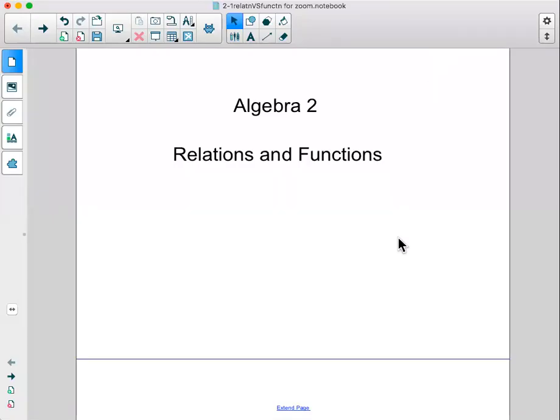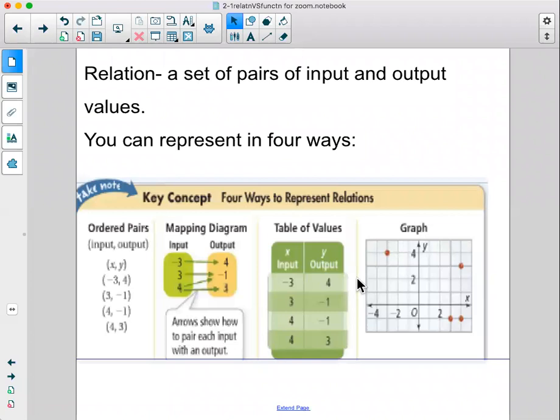Hello, Algebra 2 students. Today I want to talk to you about the difference between relations and functions. So a relation is a set of pairs of input and output values, and you can represent relations in 4 different ways. You could represent them as ordered pairs: input, comma, output; input, comma, output; input, comma, output.